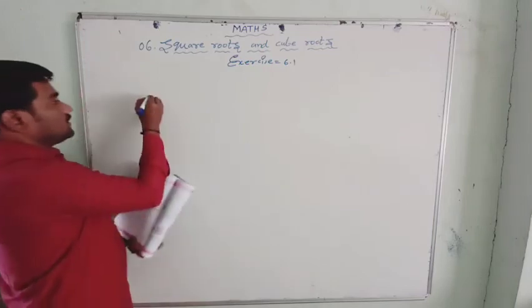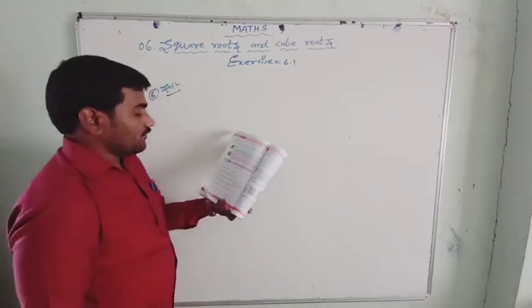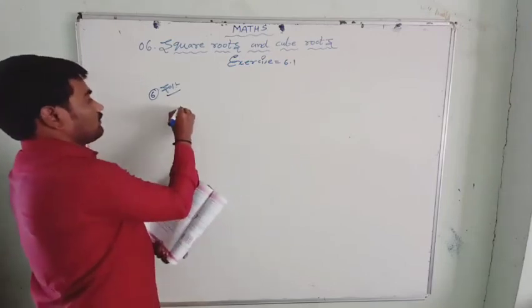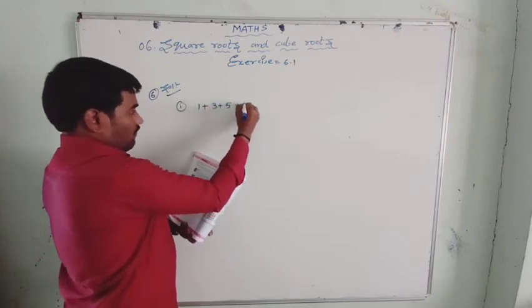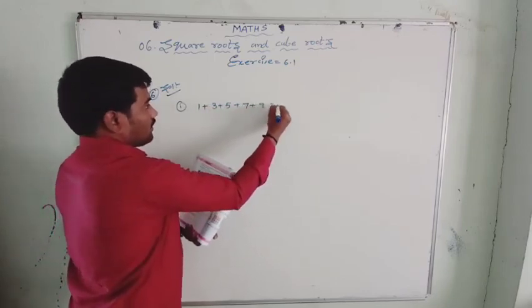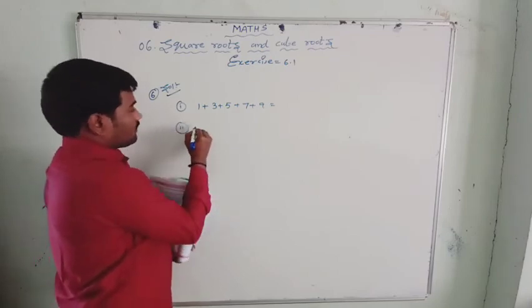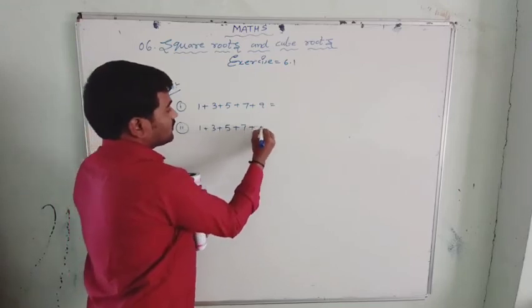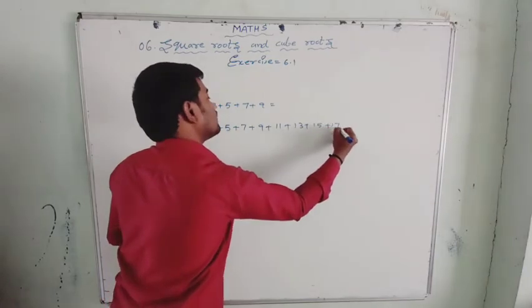And the last bit. Without adding, find the sum of the following numbers. Here 1 plus 3 plus 5 plus 7 plus 9 plus 11 plus 13 plus 15 plus 17 equals.